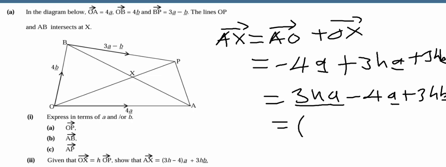So if we factor out a vector, since a vector is common, we are going to remain with 3h minus 4. Then a vector is going to be outside here.